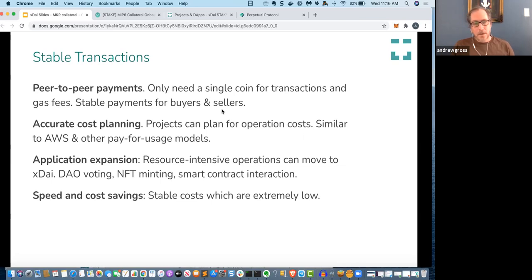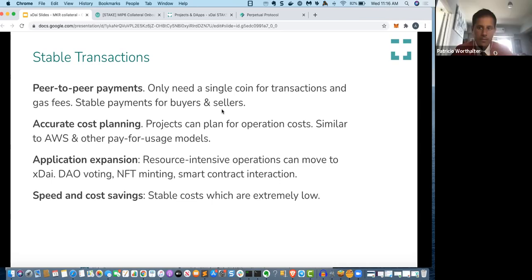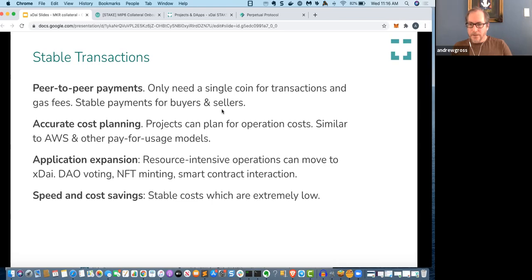And I think one thing that really sets it apart too is even with DAI on mainnet right now, if you want to send a small amount of DAI to someone, it's prohibitively expensive. And so that limits the ways in which DAI can be used. If you transfer it over to xDAI, suddenly it's no problem to send small amounts to other people.